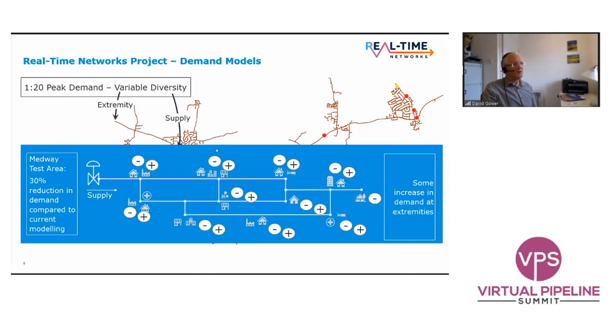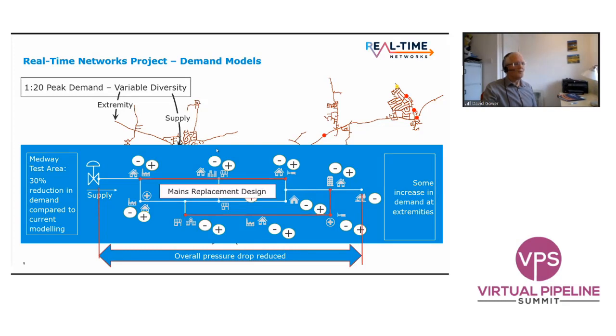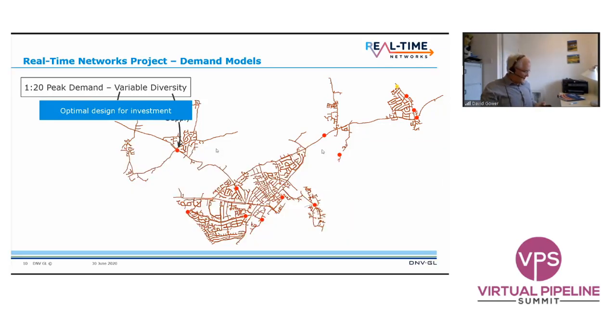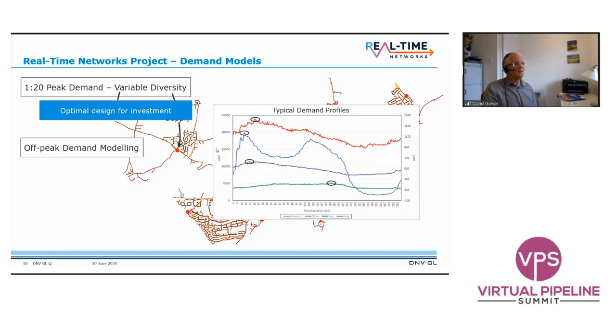Of course, at the other end of things, there is some increase in demand, but overall, because of that dramatic reduction compared to the current approach, the overall pressure drop is reduced. And that's important for things like mains replacement, which is a key theme within the UK. So that allows us to provide the optimal design for investment. Off-peak demand is another area that we've developed.